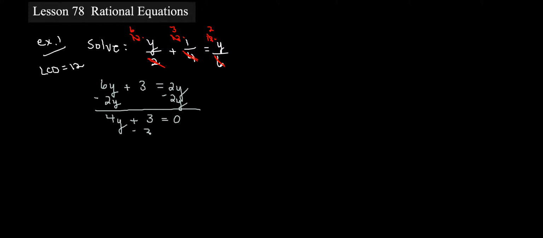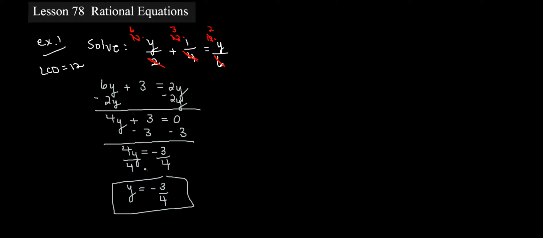And then we're going to subtract 3 from both sides, and we get 4y equals -3. We're still trying to get the y by itself. That's the whole point of solving the equation. And so we get y equals -3/4. And we solved a rational equation. Let's try another one.